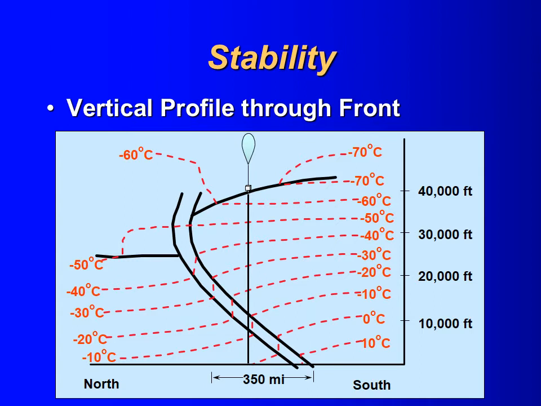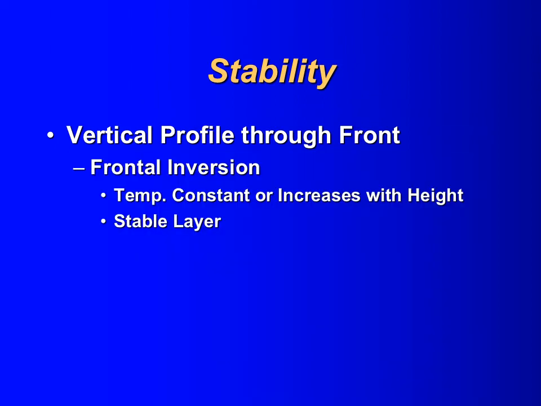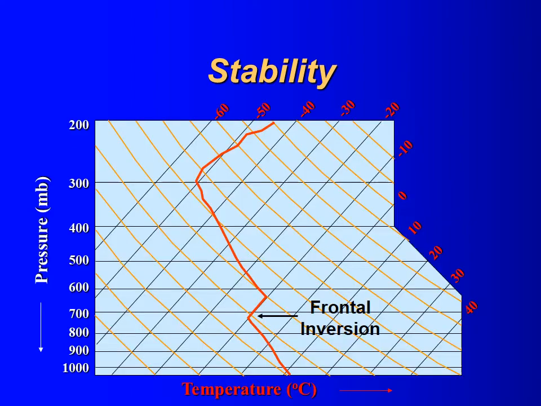You may see temperature that doesn't really change much with height. In other words, temperature is constant with height. Or temperature actually increases with height, and we call that an inversion. And when inversions occur with fronts, of course, we'll call them frontal inversions. So these are very stable layers. As you recall from your basic meteorology class, inversions are layers where temperature increases with height, and they're very stable.